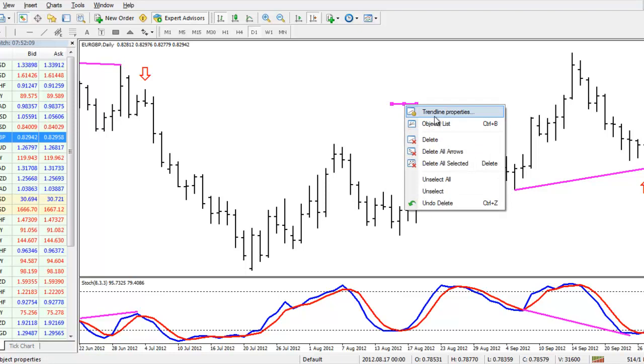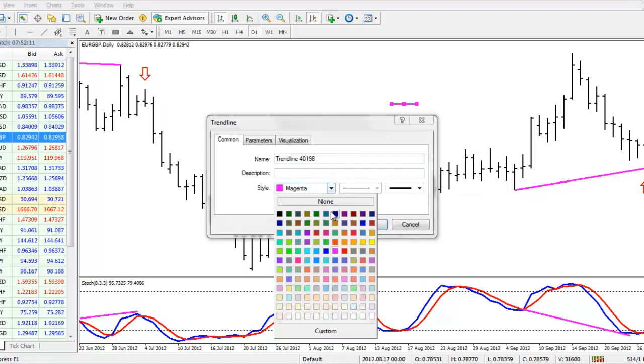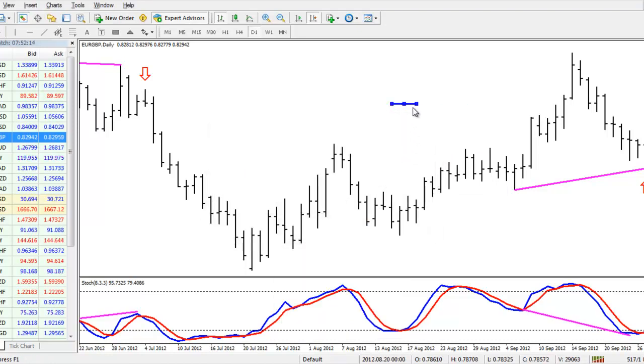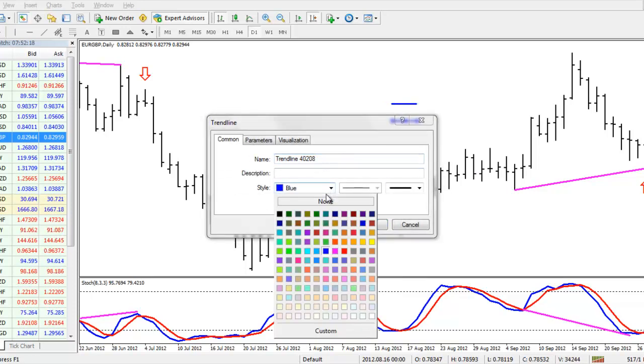Now we're going to show the entry levels in blue, and we'll show the stop losses in red.